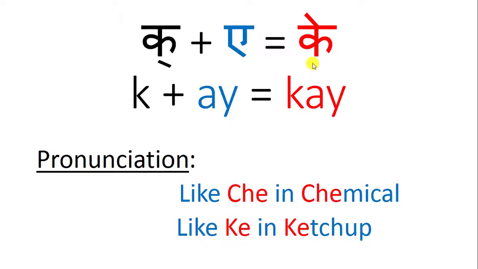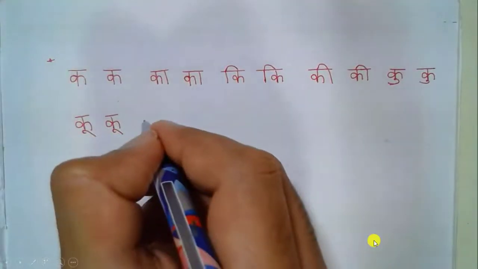Next is k. You get this sound k when you add k to a. K plus a equals k. You pronounce it like CHE in chemical, and like KE in ketchup. All right, let us see how to write it.